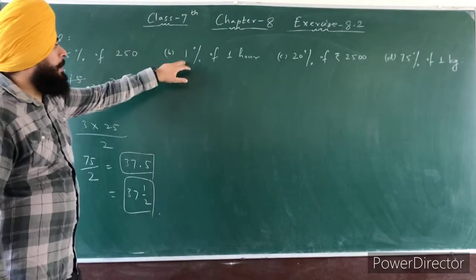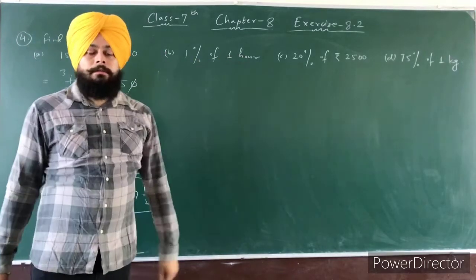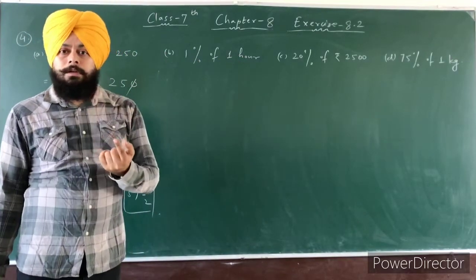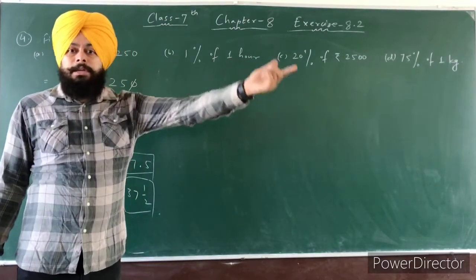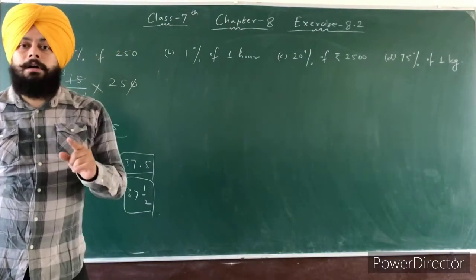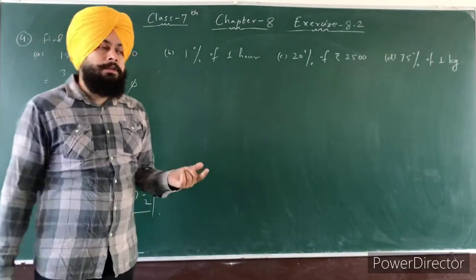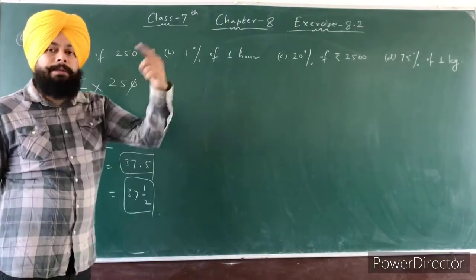Next, B part is 1% of 1 hour. You have to find 1% of 1 hour. So you have to convert this hour into minutes. In 1 hour, how many minutes are there? 60 minutes. So we will find 1% of 60 minutes.